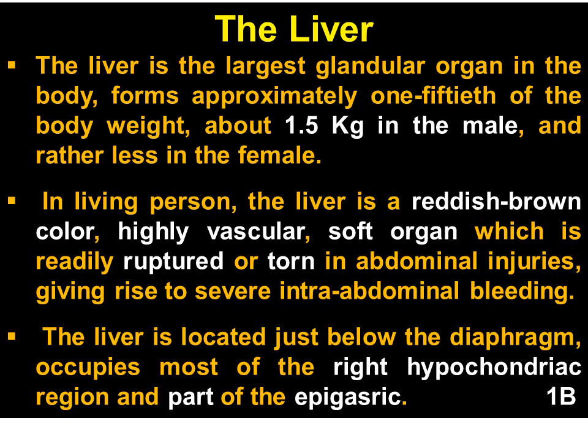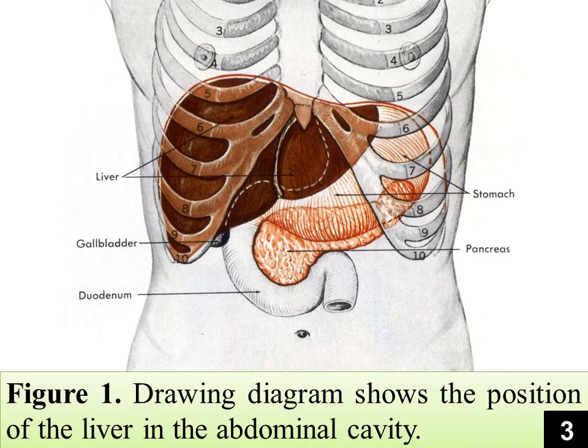Now let's look at the picture. In this picture you can see the liver, which is located just below the diaphragm and occupies most of the right hypochondriac region, and also a small part of the epigastric region, as you see. It is covered by ribs as you see in the diagram, as well as costal cartilages.